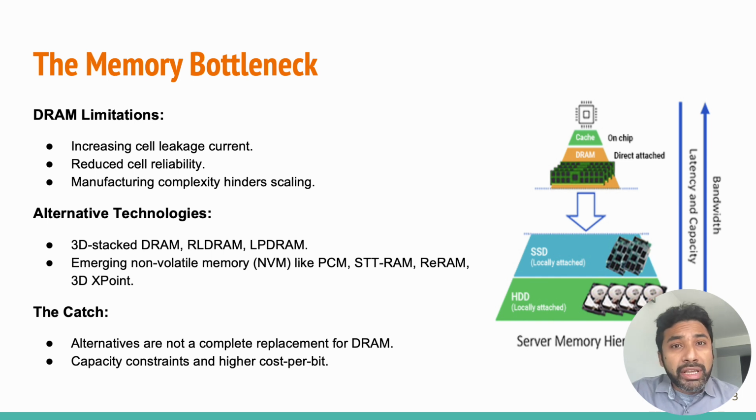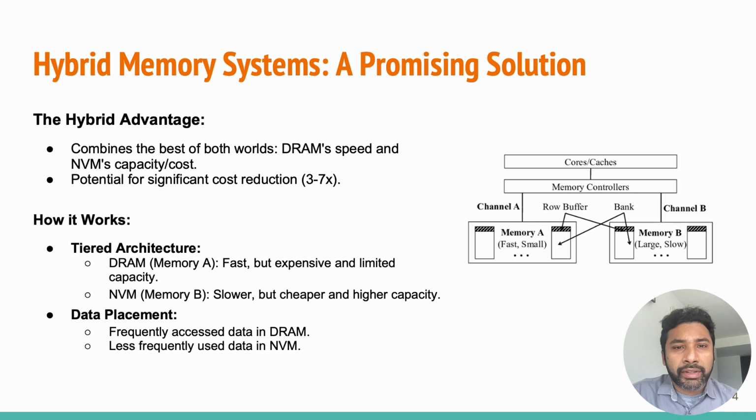DRAM, being the primary memory used in data centers, is facing challenges due to increased cell leakage, reduced cell reliability, and manufacturing complexities. While alternative technologies like 3D stacked RAM and emerging NVM technologies offer potential solutions, they are not yet a complete replacement for DRAM due to capacity constraints and higher cost per bit.